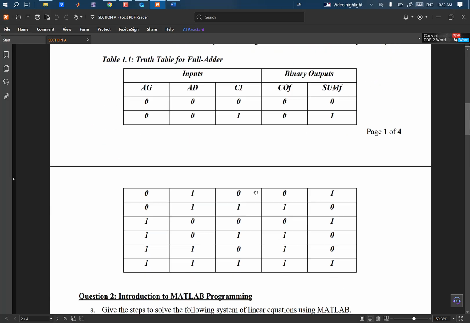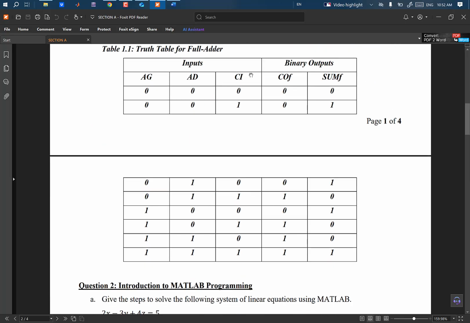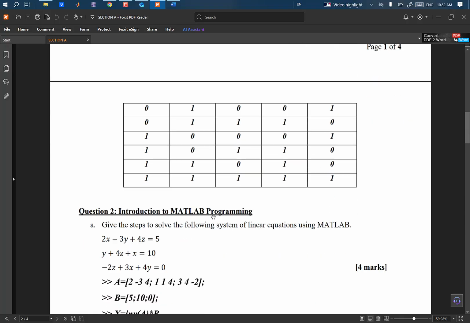That is, when you look at the 3 inputs and then the 2 outputs, based on the binary inputs, a combination of zeros and ones. The first one is 000, 001, 010, and then the corresponding output for the carry and then the sum. So that was basically what was expected.